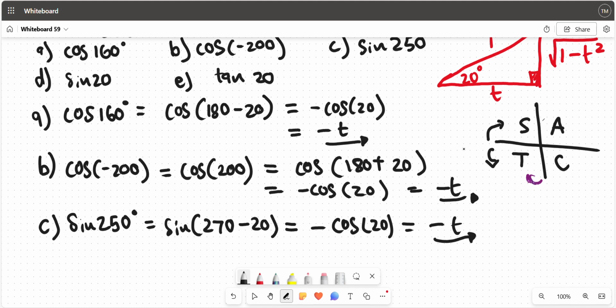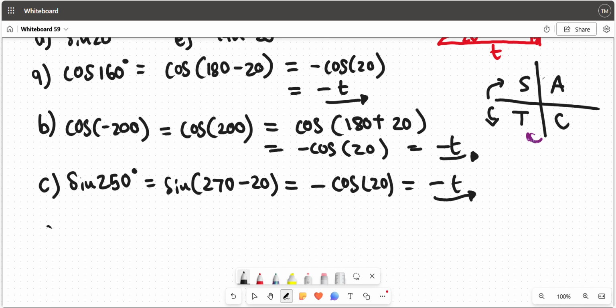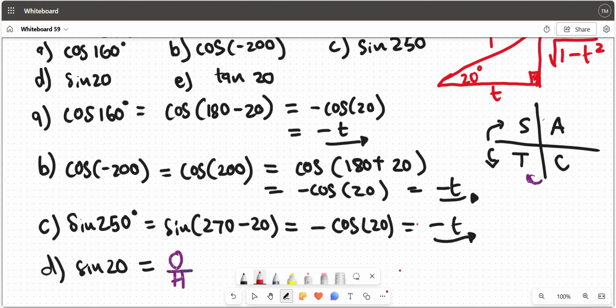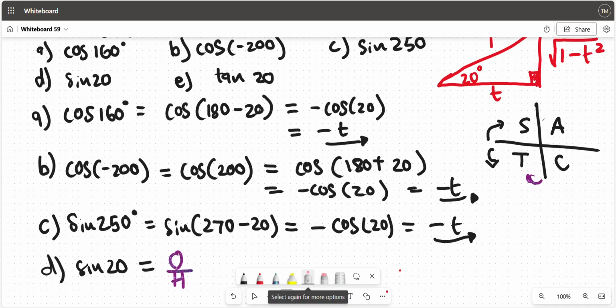It is again a negative t, right? So these were very easy. They just needed a little bit of reduction. D, on the other hand, which is asking us what is sine 20 degrees, this one will need the diagram. First of all, let's remind ourselves, what is the ratio of sine? Sine is always opposite over hypotenuse. So what does this tell me? It tells me just go onto your diagram. What is your opposite? My opposite is this guy right here. Hope you can see the opposite is this guy right here, and my hypotenuse is that guy right there.